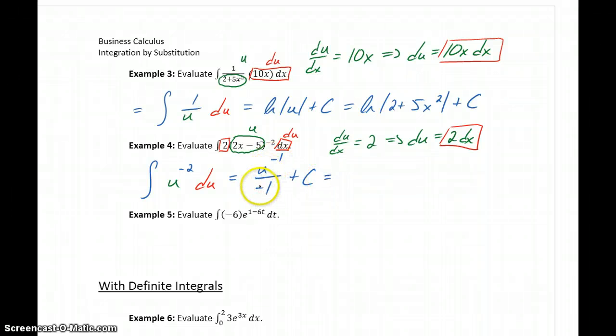We can rework this a little bit. We can bring that negative out in front of the fraction. We can write u to the negative first as a u in the denominator. So this will become negative 1 over u plus some constant c. And then swapping back in our original expression for u, we get negative 1 over 2x minus 5 plus some constant c.